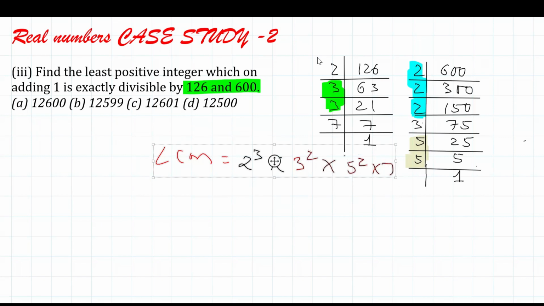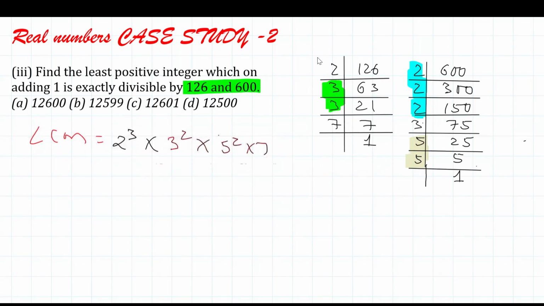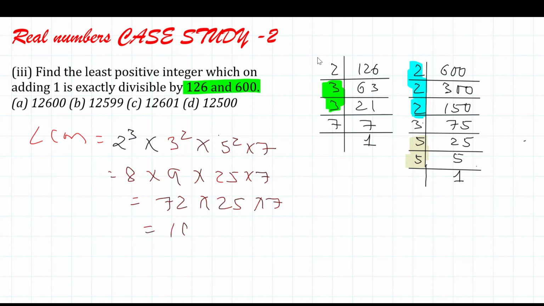So the LCM will be the product of these numbers. If I find its product, this is 8 into 9 into 25 into 7. This is 72 into 25 into 7. So 1/4 of 72 will be 18. So this is 1800 into 7. So we can say 18 into 7 is 126. So it should be 126 followed by two zeros. But then this is the LCM, right? This is not our final answer.